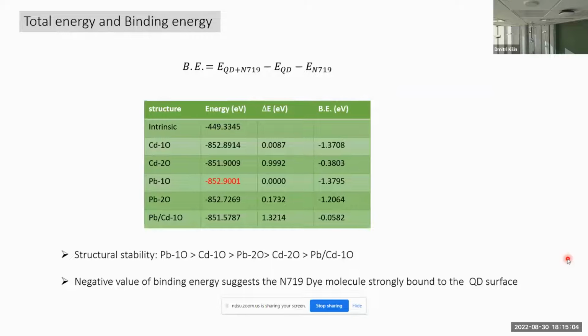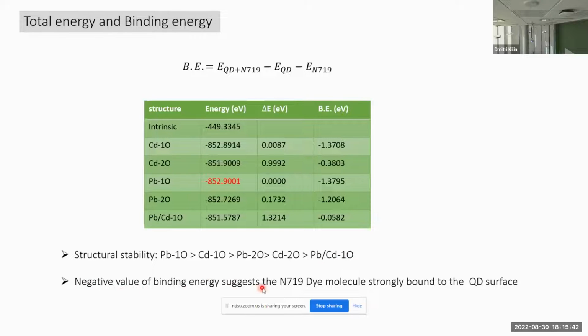I calculated total energy and binding energy for all the models, and I found that Pb1O is a more stable structure than the others. It has a binding energy of -1.3, which is more negative, so it's more stable. It means the dye molecule is more bound to the surface of this model. On the basis of structural stability, I have this order. Pb1O is the most stable, and the Pb or Cd interface with 1O is stable.